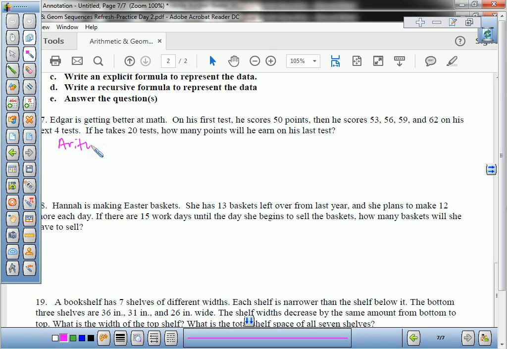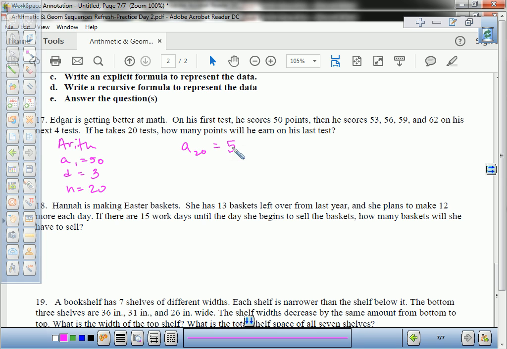No, this is arithmetic. His first term is 50, and his common difference was 3. If he takes 20 tests, what should he be up to? So, a sub 20 equals 50 plus 20 minus 1 times 3. So that's 50 plus 57. Edgar is flying high with extra credit and 107 on the 20th test, because he turned in his review guide checked with red ink. It was checked with red ink. I like it. Not metallic gold.